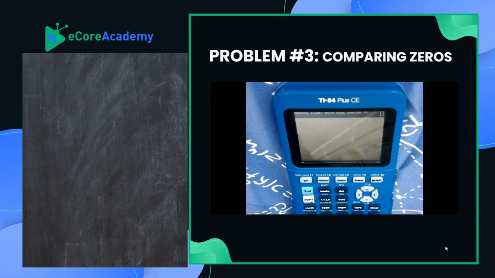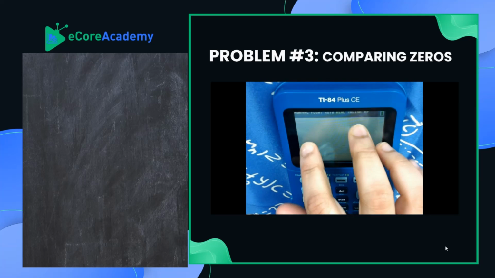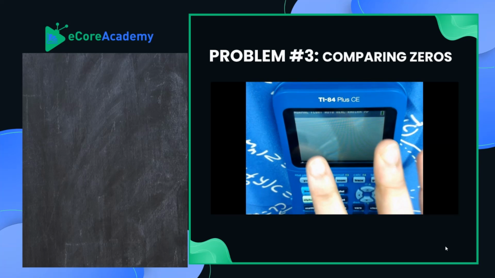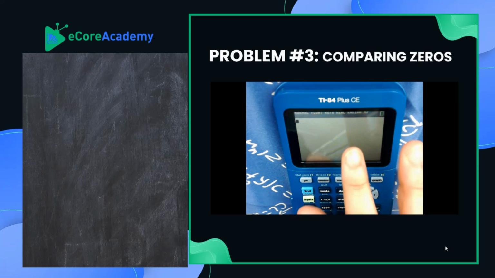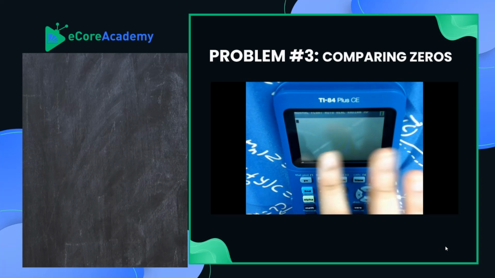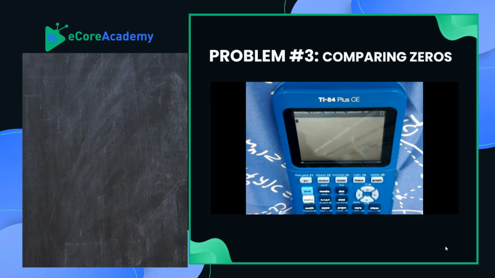So here's problem number 3. We're going to be comparing zeros of a polynomial. So we're going to be looking at two different polynomials. One's going to be a cubic, one's going to be a quartic. Then we are going to figure out what the zeros are. Then we're going to go on the calculator and plot them on the TI calculator just to save us some time, because if we have this resource, we don't need to do it by hand. So then we're going to look at them on the TI calculator and then compare their graphs. Okay, so let's get right into it.